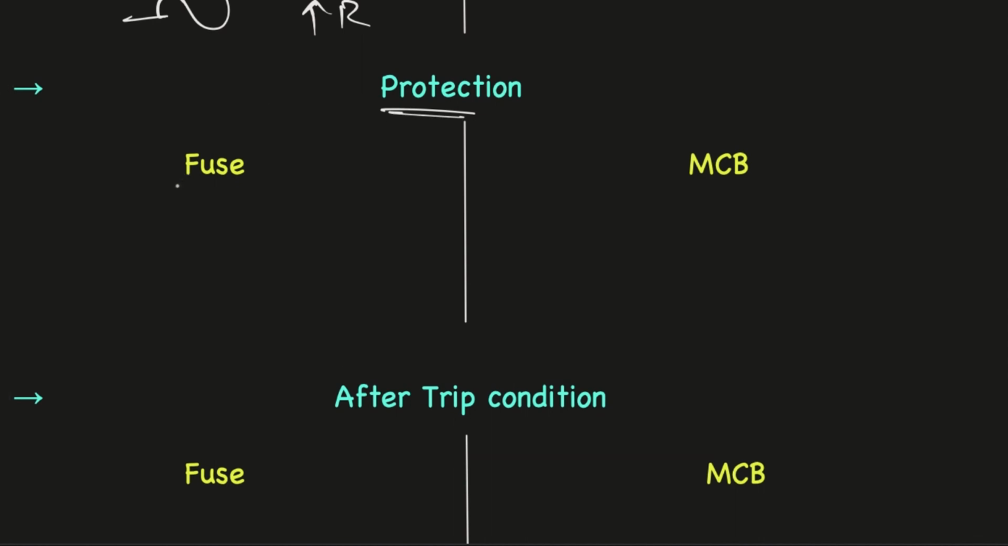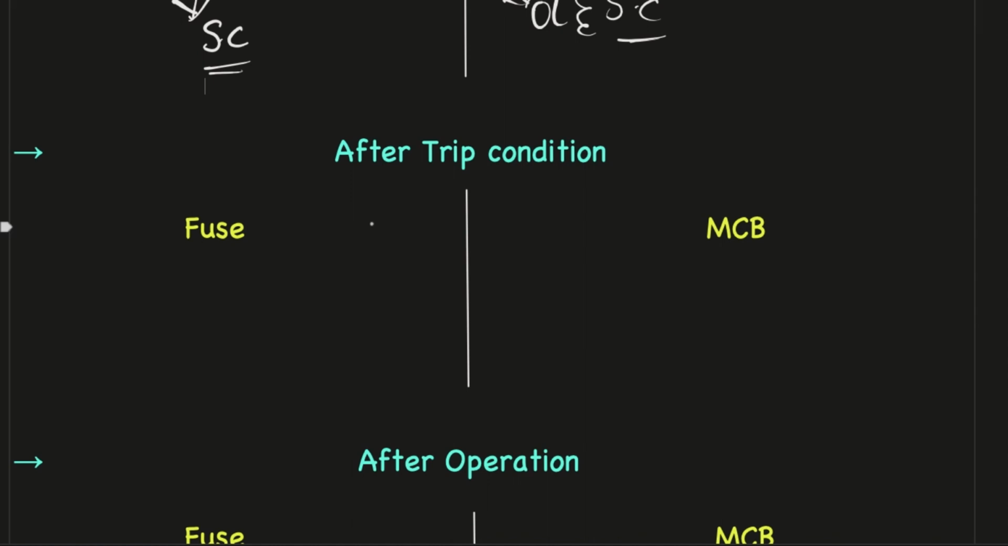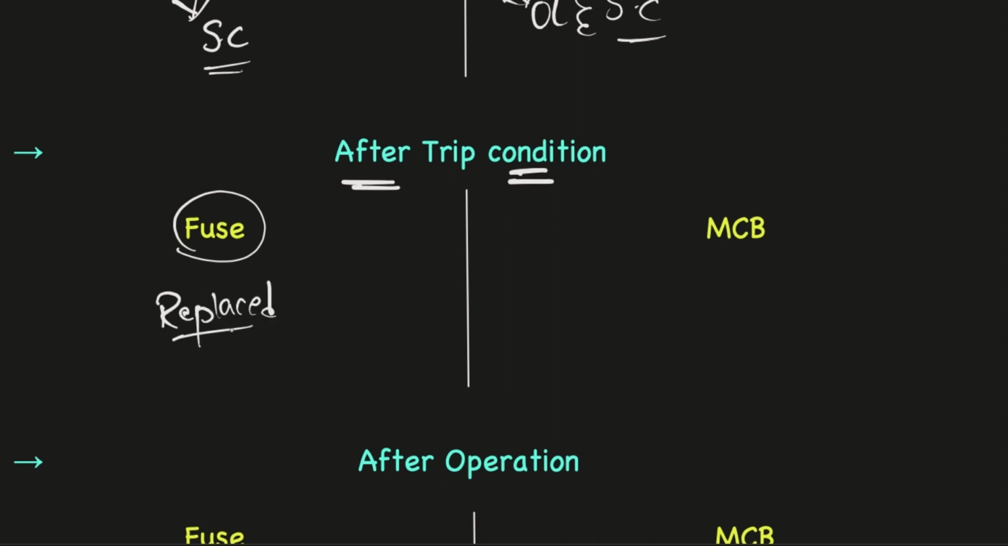The next point is protection. Both fuse and MCB commonly give protection for overload and short circuit, but mostly a fuse is used for short circuit protection. Coming to the next point, it's after trip condition. After trip condition of a fuse, it should be replaced. Once the fuse is tripped, the fuse should definitely be replaced, but it's not the case with an MCB. It need not be replaced.